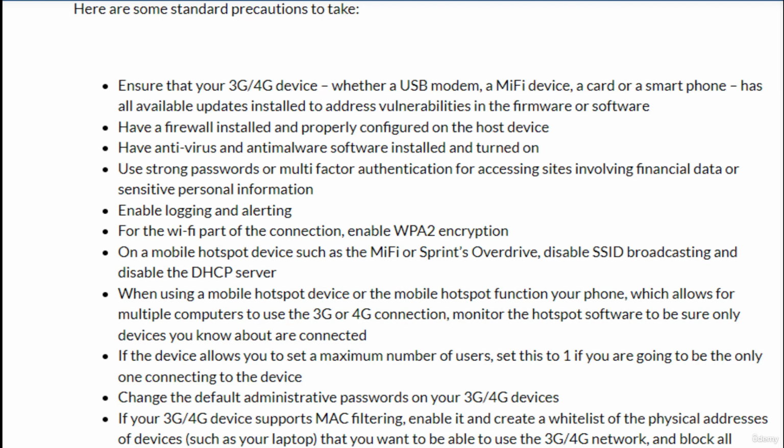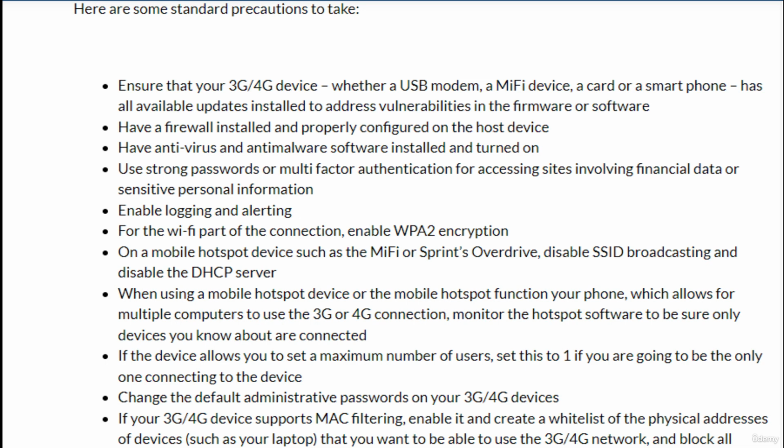Use strong passwords or multi-factor authentication for accessing sites involving financial data or sensitive personal information. Enable logging and alerting for the Wi-Fi part of the connection. Enable WPA2 encryption on a mobile hotspot device such as the MiFi or Sprint's Overdrive, disable SSID broadcasting and disable the DHCP server.